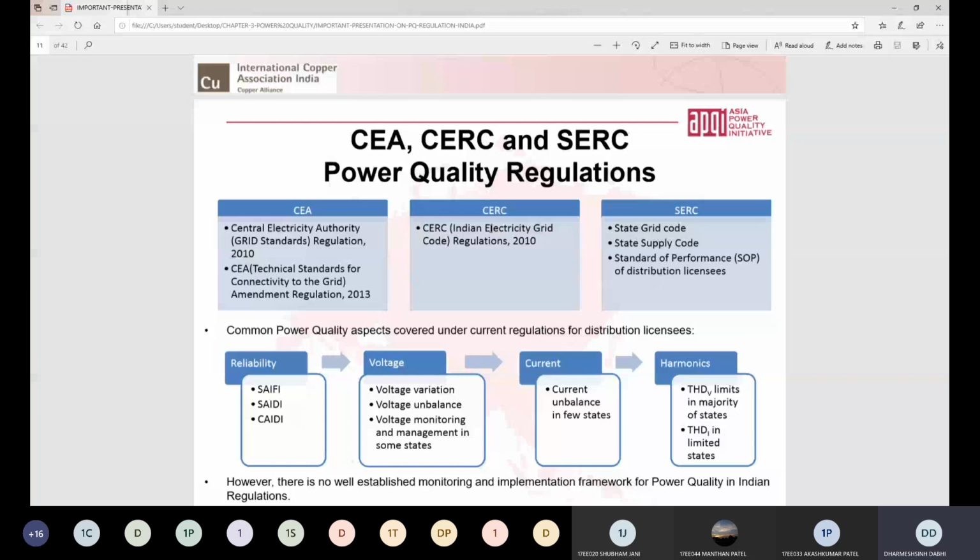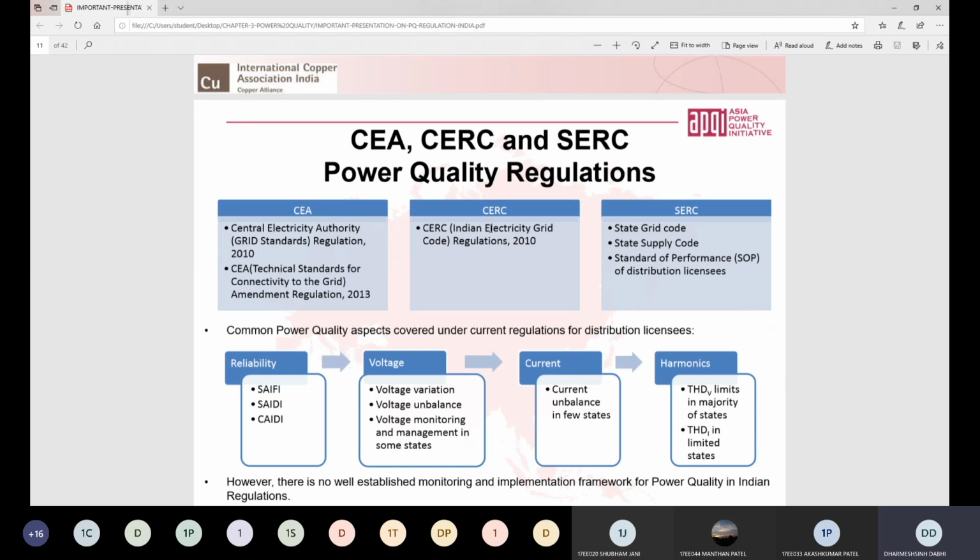SAIFI, the first term, is nothing but the System Average Interruption Frequency Index. I repeat the full form of SAIFI: System Average Interruption Frequency Index. It is the ratio of total annual interruptions divided by total consumers. Suppose any utility wants to find the SAIFI: it first calculates the total number of interruptions that happen in a year and divides by the total consumers, and from that gets the value of SAIFI. This is a reliability factor.